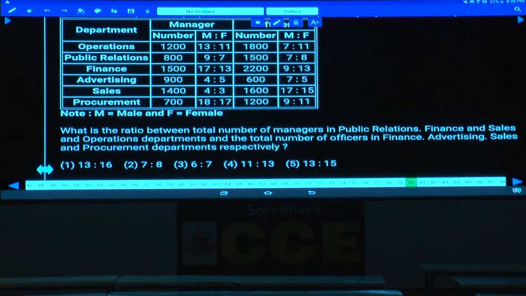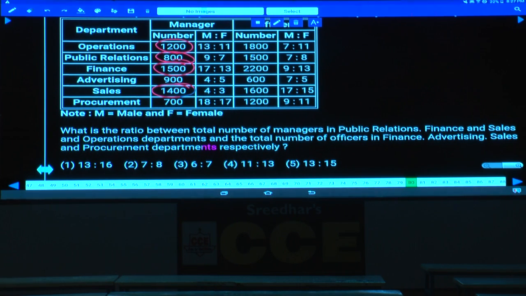What is the ratio between total number of managers in public relation, finance and sales and operation departments, and total number of officers in finance, advertising, sales and procurement? Okay. Somewhat we are lucky. They did not ask you to calculate male or female segregation. That is about total managers. In public relation, total 800, finance 1500, sales 1400 and operations 1200.